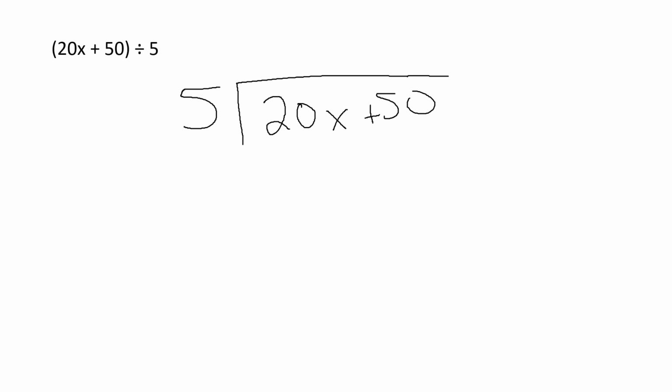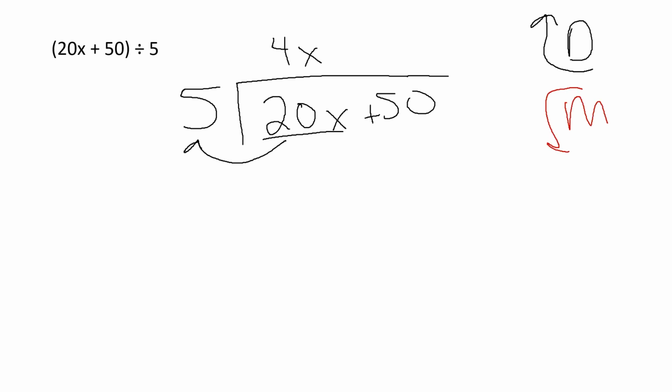All right, step 1, divide up. So 20x divided by 5. 20 divided by 5 is 4x. Second step, and I'll just do these in different colors. I'm not sure if it's going to help or not, but multiply down. So 4x times 5 is 20x. Oops, let me change that color again. Step 3, subtract. That gives me 0. Step 4, bring down.